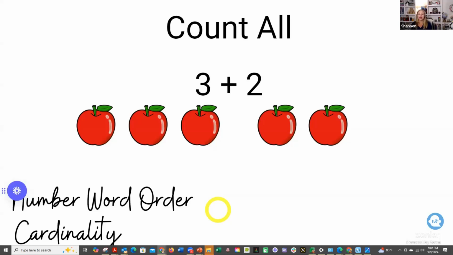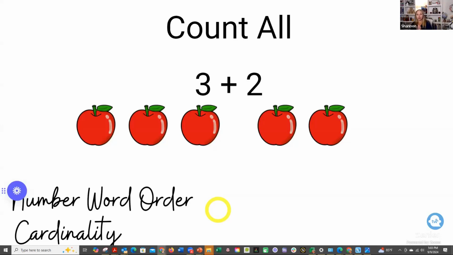But when we say that kids count all, it means we have something like 3 plus 2. We've taught the quantity of 3. We've taught the quantity of 2. We've taught number word order. We've taught number symbols, the plus sign, the minus sign. Okay, all that has happened. And now we're saying the first counting level is count all.